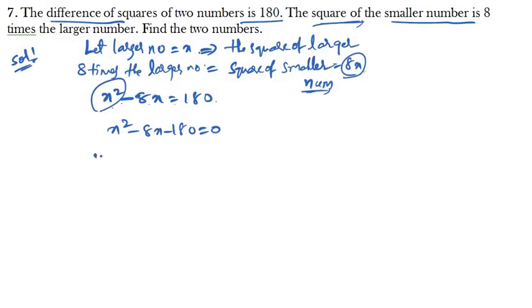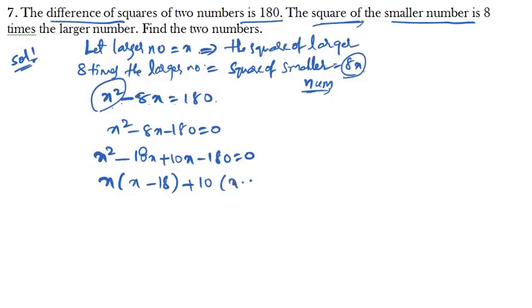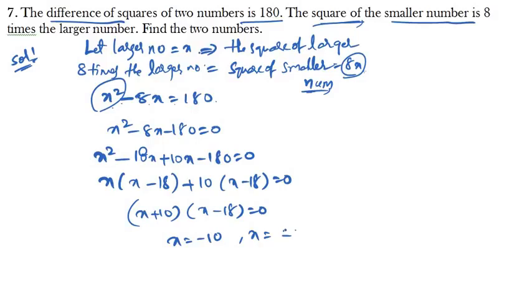From this we have to factorize x squared minus 8x minus 180. It will not come like that, wait. It will come as x squared minus 18x plus 10x minus 180 is equal to 0. It will come like this: x into x minus 18 plus 10 into x minus 18 is equal to 0. So x plus 10 into x minus 18 is equal to 0. So x is equal to minus 10 and x is equal to plus 18.